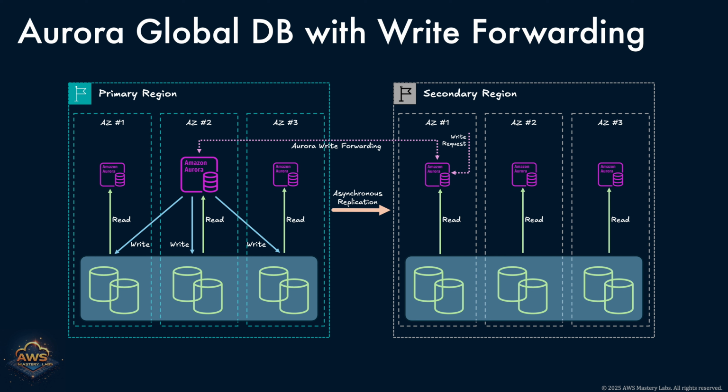Now on the right, we have the secondary region. This region hosts 3 read replicas, also spread across 3 availability zones. These replicas receive data asynchronously from the primary region. This asynchronous cross-region replication is handled by a dedicated Aurora infrastructure designed to minimize latency, typically under a second, ensuring near real-time access to data globally. Notice that the storage layer in the secondary region mirrors the setup in the primary, but here it is read-only. Writes don't happen locally in the secondary region's storage layer.